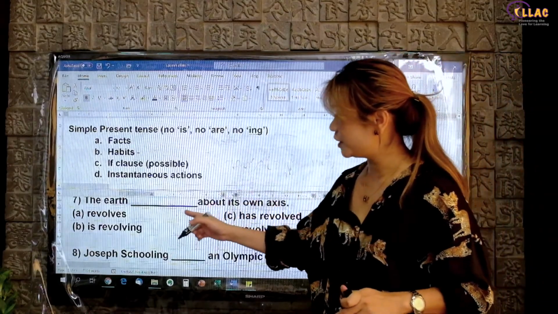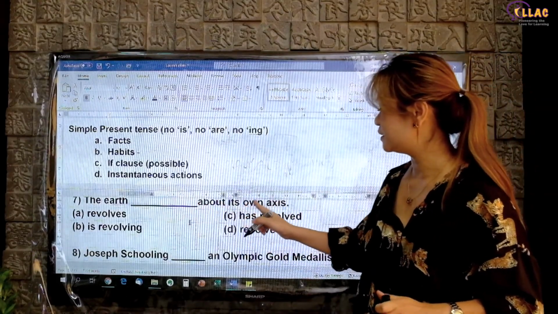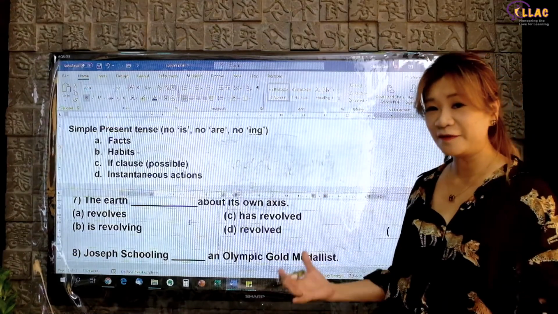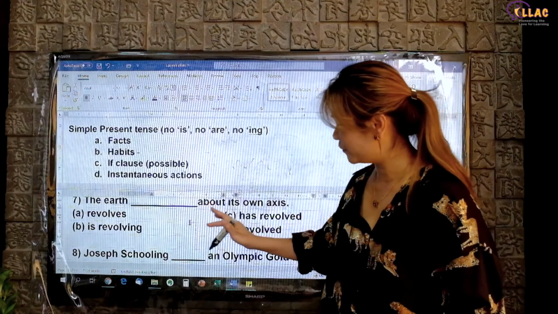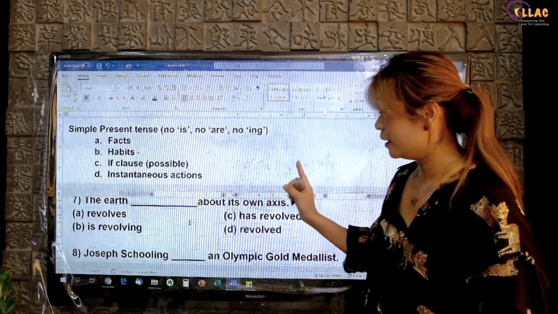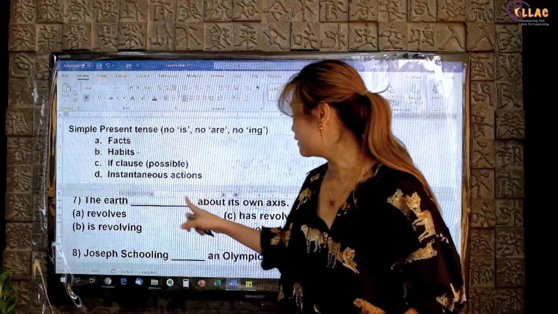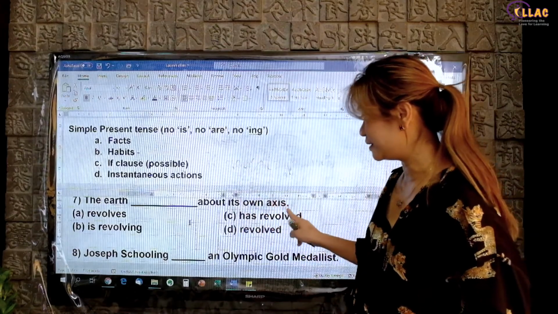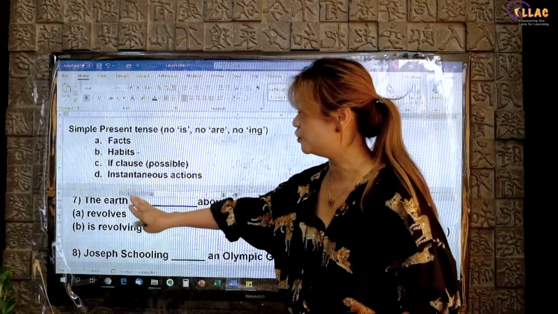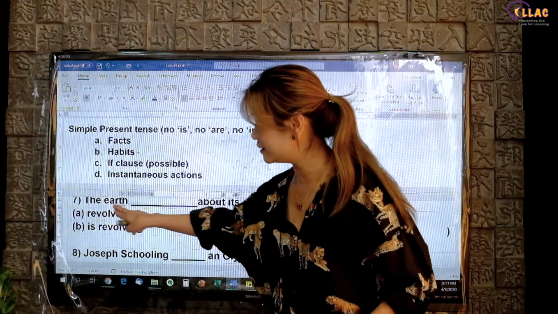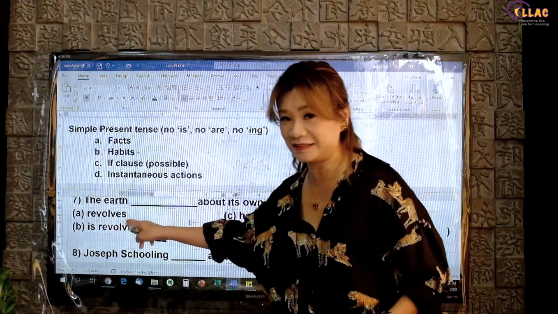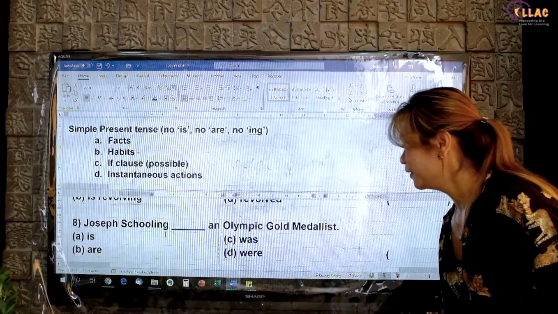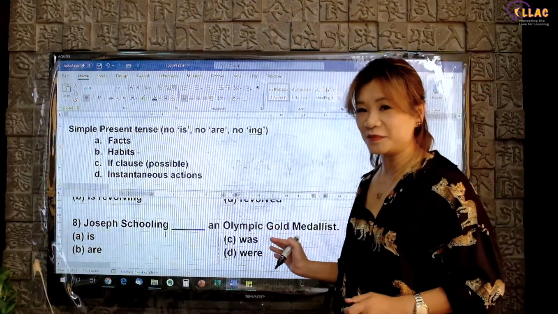Okay, so this question, the earth about its own axis. It's a fact. If you don't understand this as a fact, you might have difficulty doing this question, but if you understand that this is a fact, the earth revolves around its own axis, is a fact. If it's a fact, you have to use simple present tense. One subject, singular verb, the earth revolves. Answer A. Okay, another one that requires some context for you.